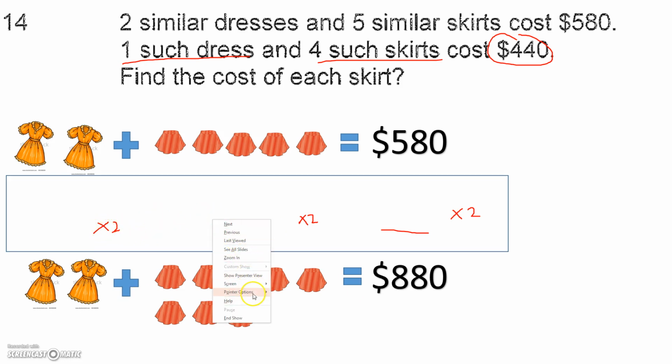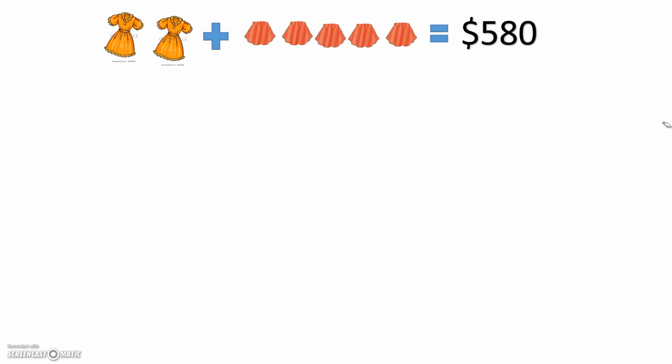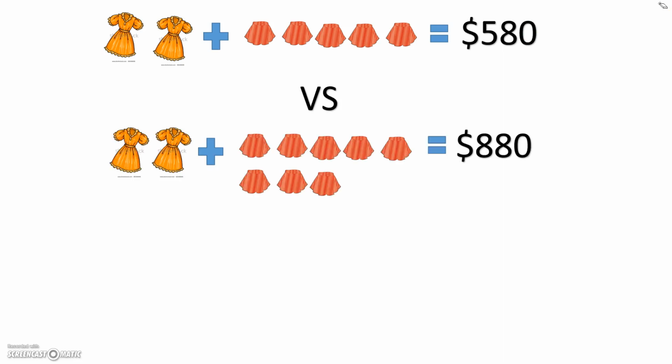So what you are actually seeing is only these two pictures. Now let's put the pictures side by side. It started off with the first sentence, 2 dresses and 5 skirts, $580. Now take a look at the second sentence that I have remade. I made everything doubled, if you remember. It was 2 dresses and 8 skirts, $880.